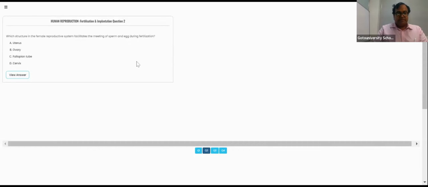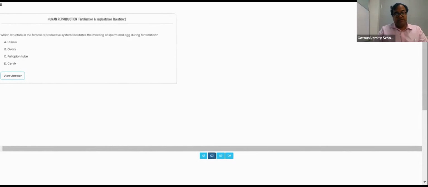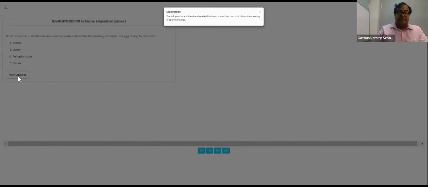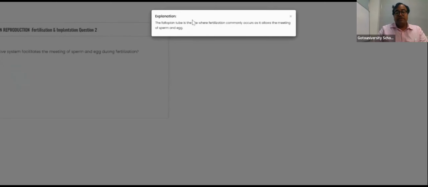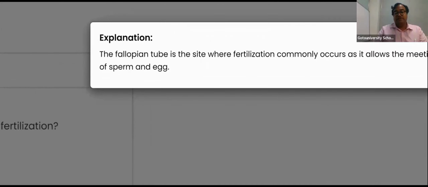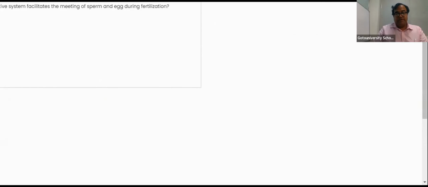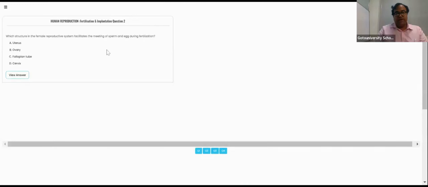Be very careful. Which structure of the female reproductive system facilitates the meeting of the sperm and the egg during fertilization? The answer is fallopian tube. So can we say the other term for the fallopian tube? Instead of asking fallopian tube, what will they ask? We are not here for reading the question and saying the answer from the slide.